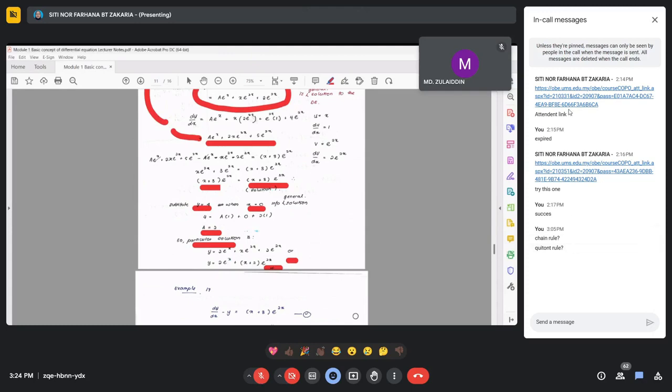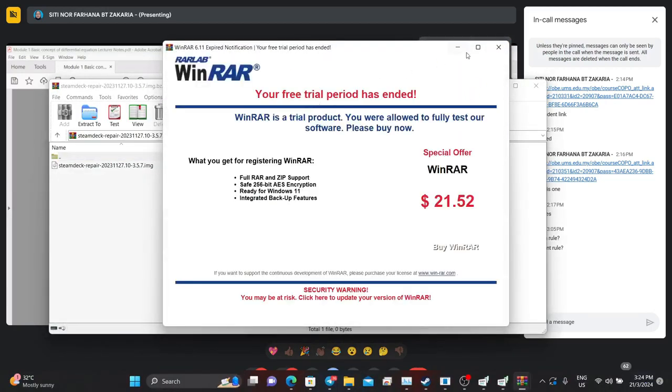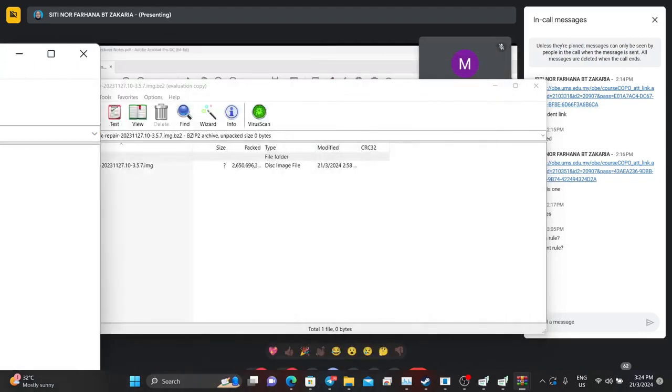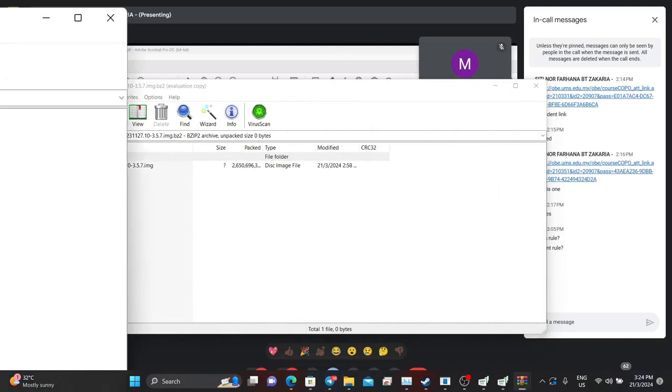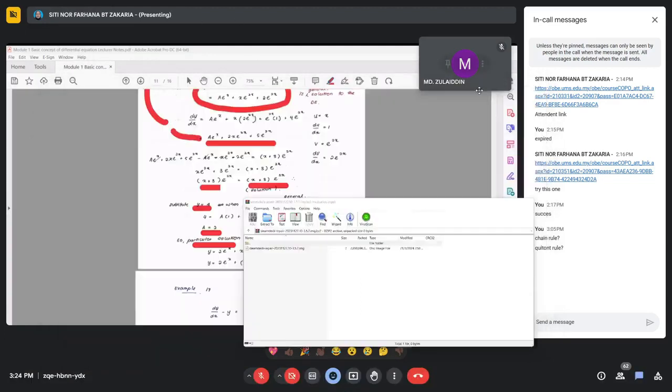Alright. And then next, initial and boundary value. This one is easy. What is initial condition? We call it initial condition when the value of y and the value of x have the same value. For example, y equals 0, x equals 0. So we call this condition an initial condition.